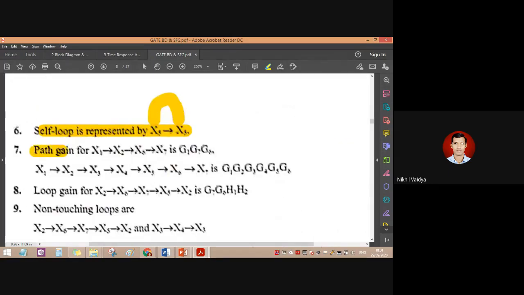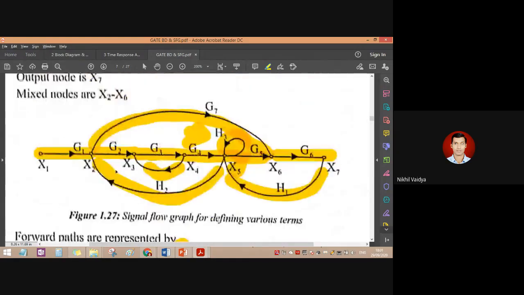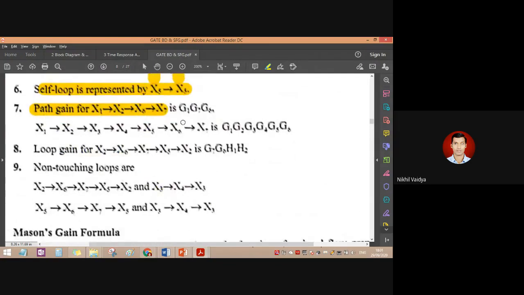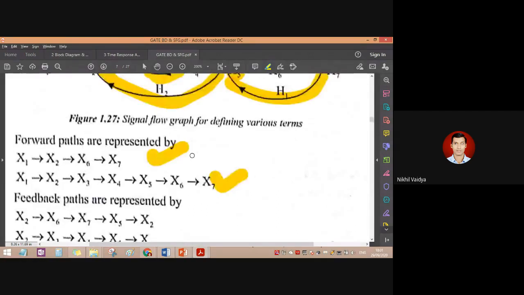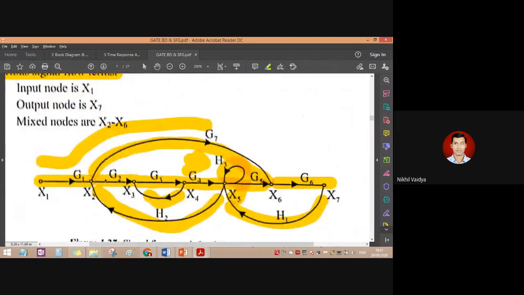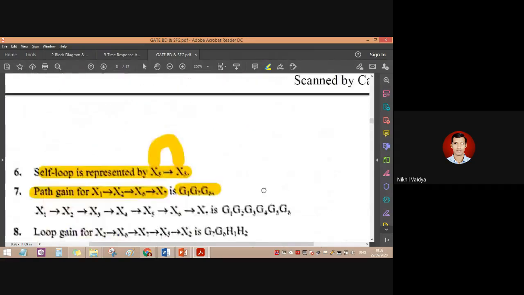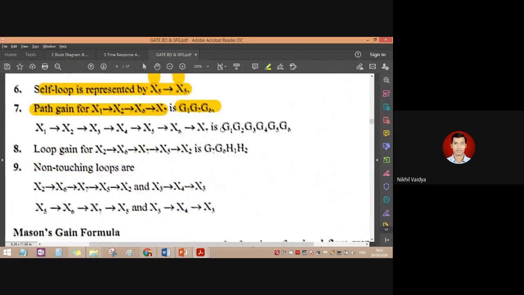Next, path gain. How many paths are there? Two paths. We traced one path here and another path is the straight one. What will be its path gain? G1, G7, G6. That is what is written here. The next path is the straight path, G1, G2, G3, G4, G5 and G6. So these are the two path gains.